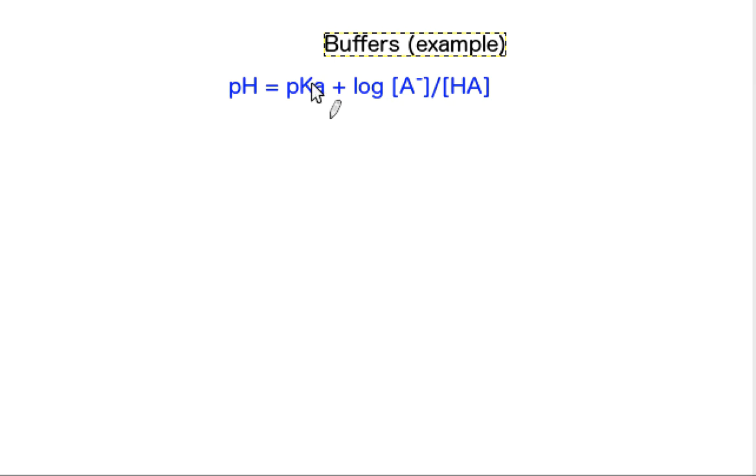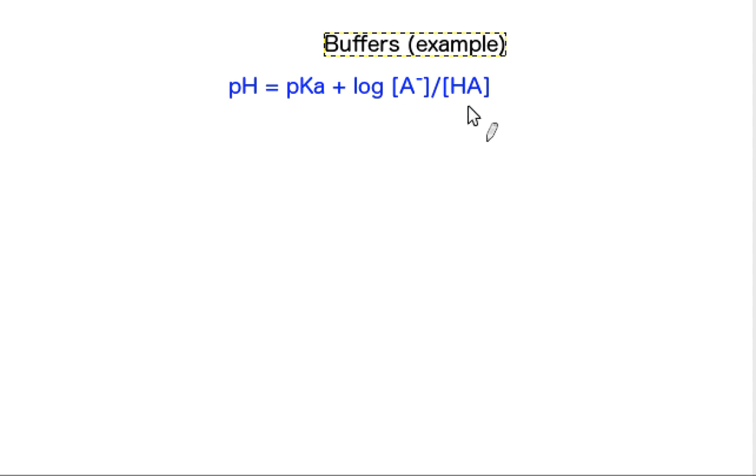If it has a high Ka value, that means it's a better acid. This number will be lower, and the pH of the buffer will be lower. That makes sense. Better acid, lower pH. But this is a constant for a particular combination of acid and conjugate base. Now, the rest of this is not a constant. It's dependent on this ratio of base to acid.